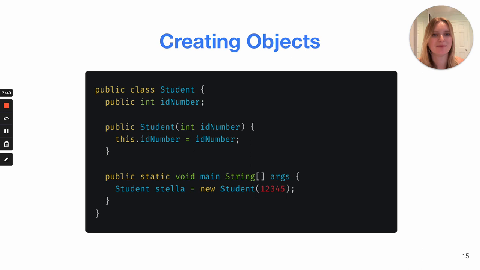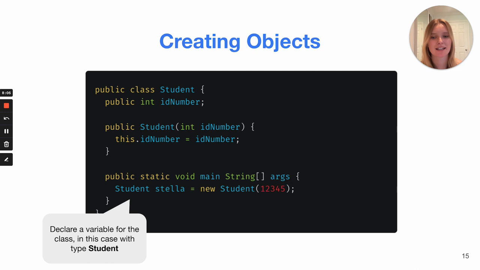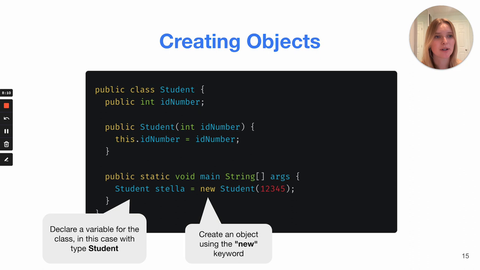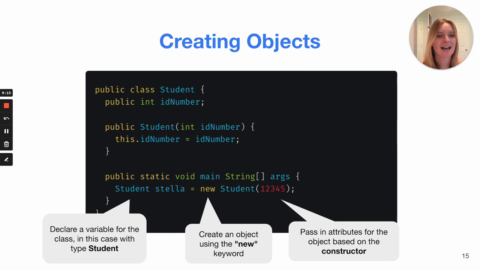Let's talk about creating objects. Now you can see our class is all coming together. We have variables, a constructor, and a main method. And in this main method, we have an object creation. We declare a variable in this class with the type student. We use the new keyword to create a new instance of this class. And we pass in the attributes for the object based on the constructor. So the constructor told us if we're creating a new student, we need an ID number. So in this case, our student Stella, this new student, we are using her ID number, which is 12345.